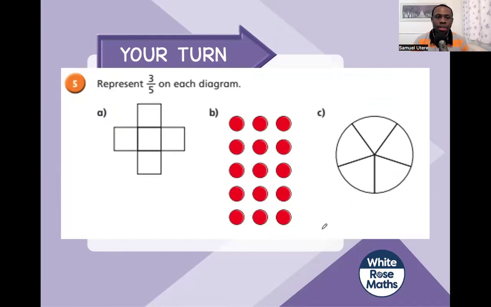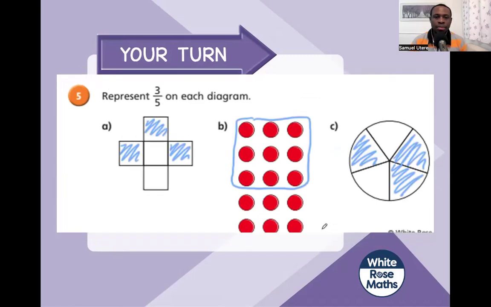Assuming you've paused the video and you've answered question 5, here are the answers. Here you're required to represent 3/5 on each diagram. 3/5 means 3 out of every 5. So here we have 5 equal parts: 1, 2, 3, 4, 5. So we need to shade 3. Here we have 5 rows. To represent 3/5, we just need to shade or circle 3 rows out of the 5. Here we have 5 equal parts, a bit like having a pizza sliced into 5 equal parts. To represent 3/5, we just need to shade 3 equal parts.